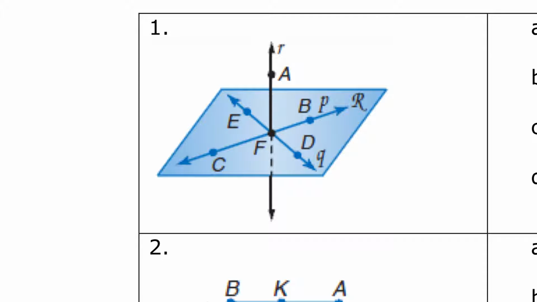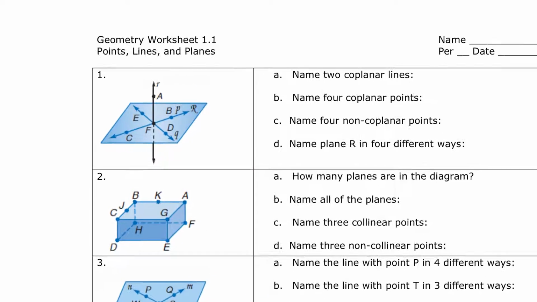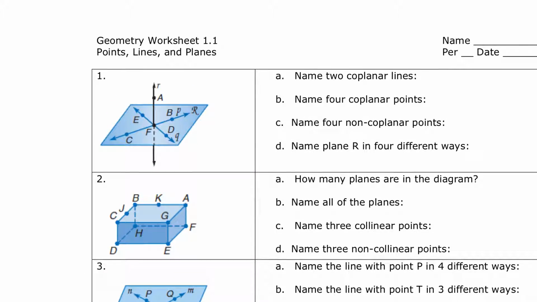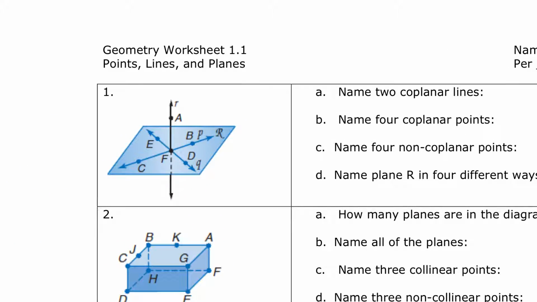And it's easy to get that confused, but remember, it's going to be a lowercase for the line and it's going to be an uppercase cursive for the whole plane. So make sure you watch for that, okay? So this is line P. What points are on line P? B, F, and C. Okay, so now let's think about what this says. Name 2 coplanar lines. Line P and line Q. Okay, good. So line P and line Q are coplanar because they're on the same plane.